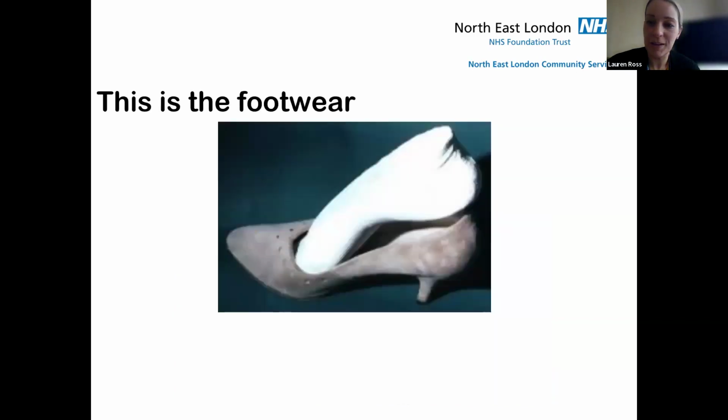which is a classic narrow toe box. It's got a heel on there. It's not a good style shoe to be wearing, particularly if you're complaining that your toenails are digging in, because it's going to really pinch across those toes and exacerbate that pain that she's getting.